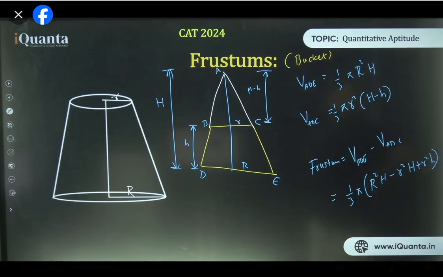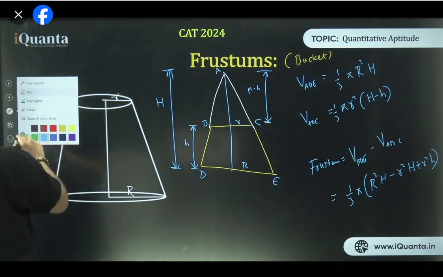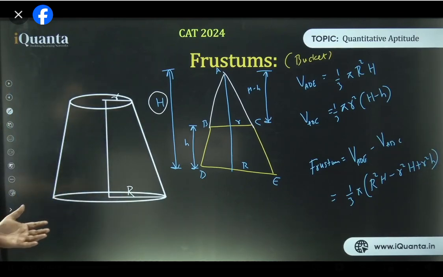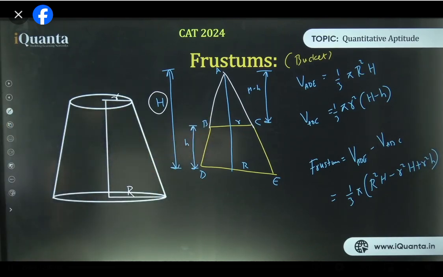Is that clear? So all we have to do is, now, think about it. This capital H is something which we assumed. It was not there in the original figure. Isn't it? So all we have to do is we have to somehow write capital H in terms of small h, small r, and capital R. Is that right?